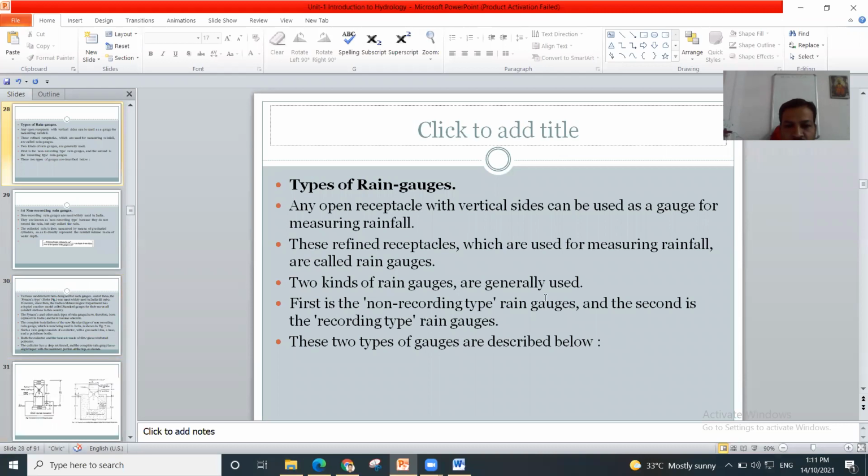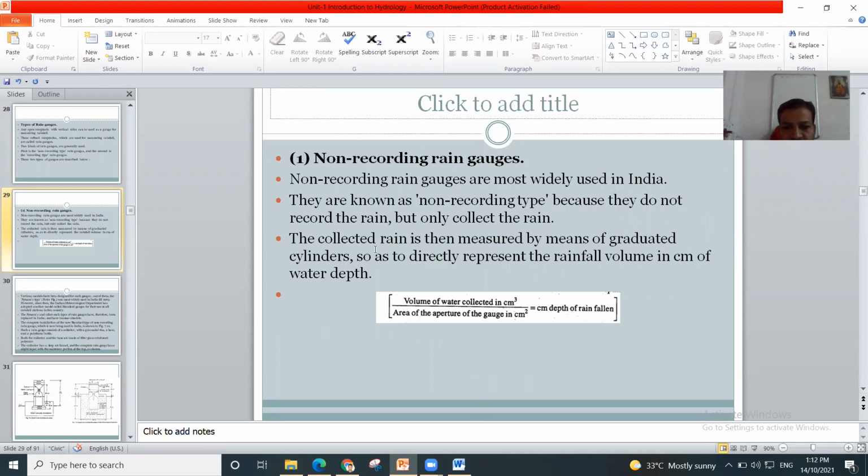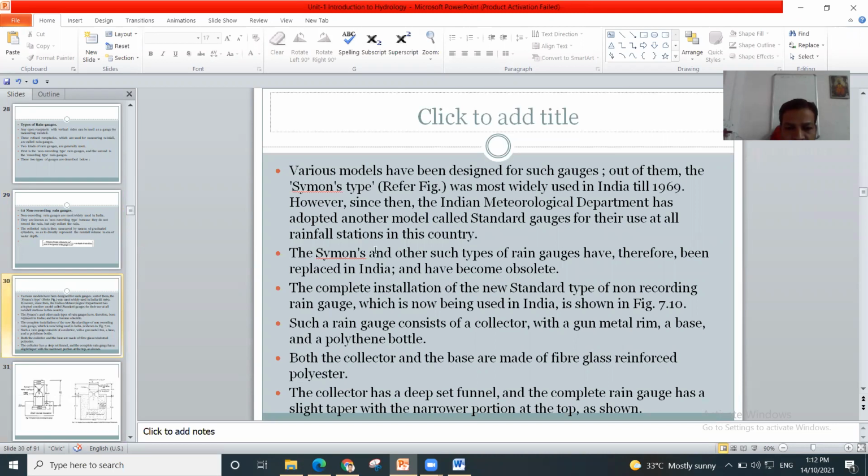The types of rain gauges we have seen. There are different types of rain gauges. There are two main types: non-recording type rain gauges and recording type rain gauges. In detail we have seen these two types.